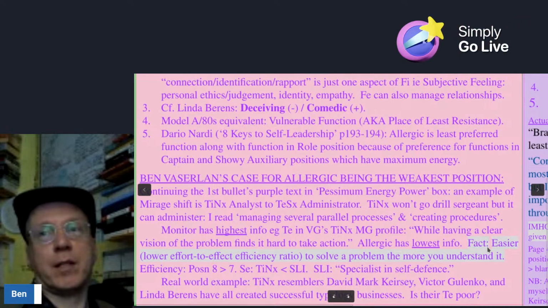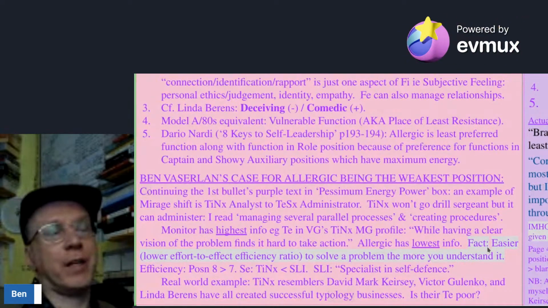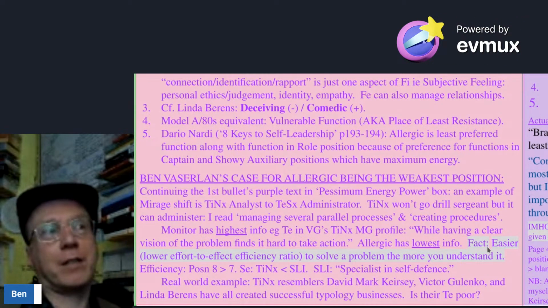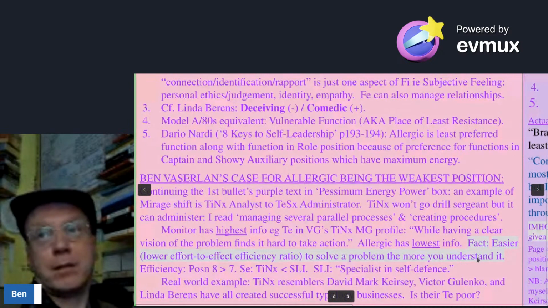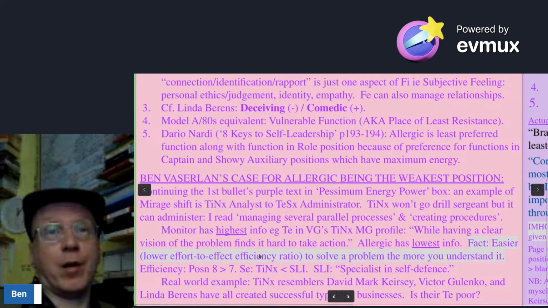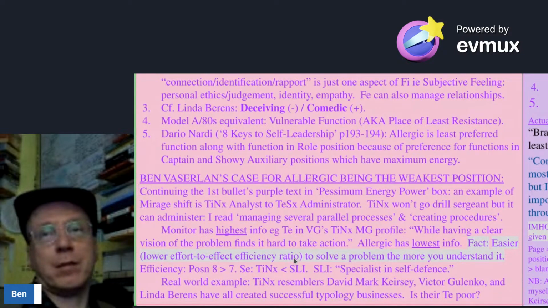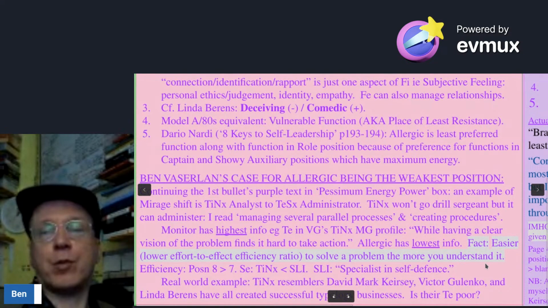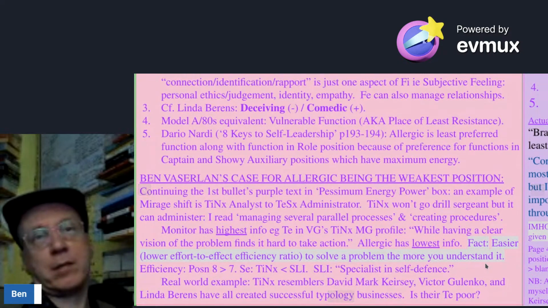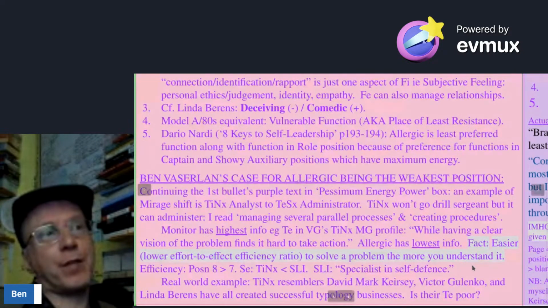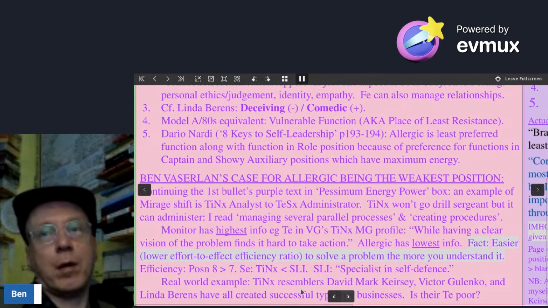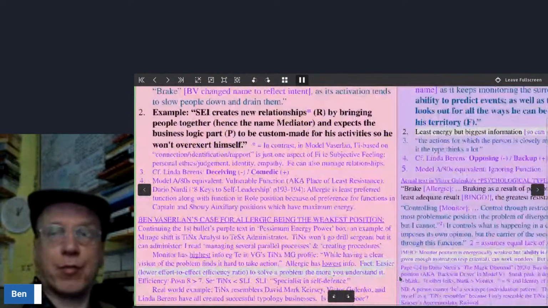I mean, if you don't know what you're doing, how can you do the task? In fact, the lower the effort to effect ratio to solve a problem, the more you understand it. So you have more effect for the little effort that you put in. And I can give you an example.